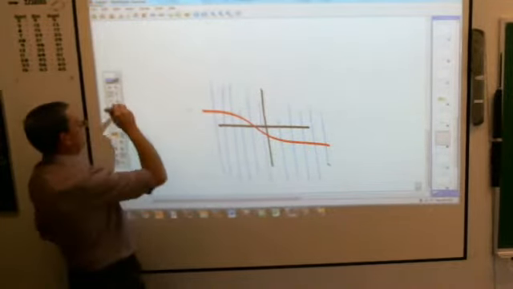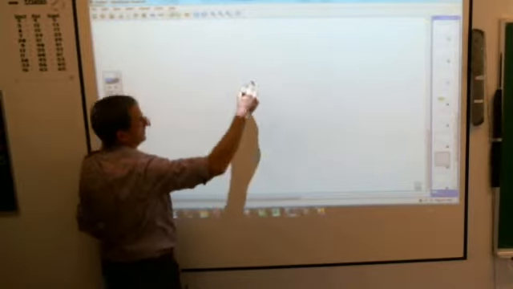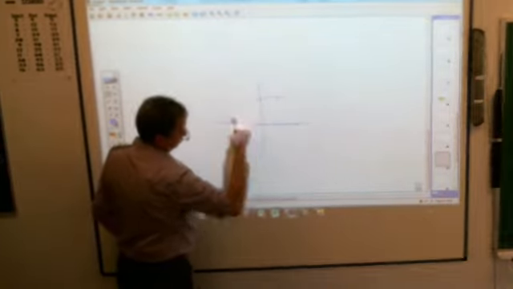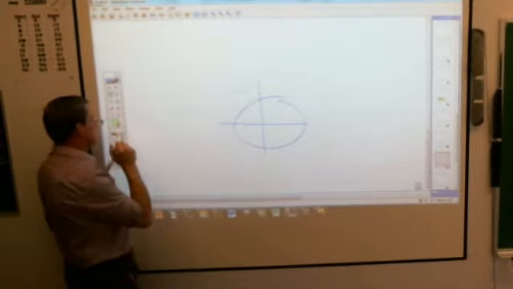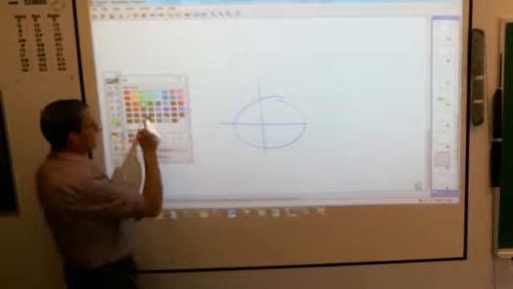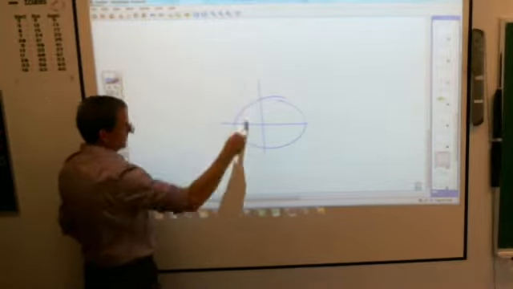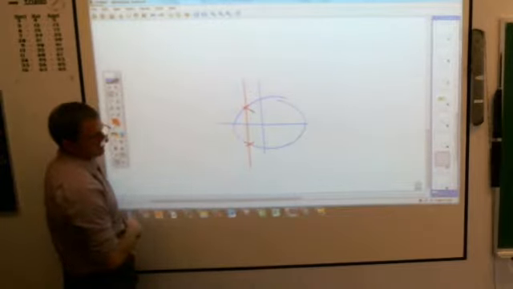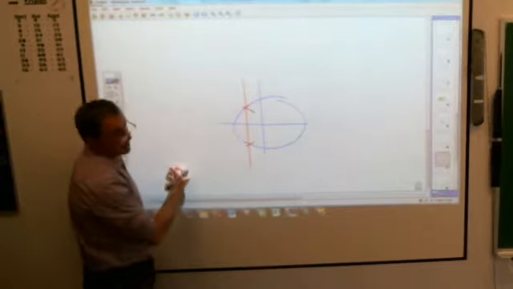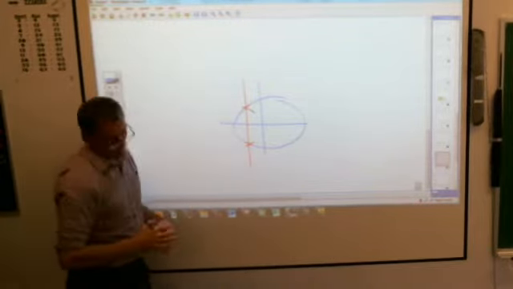So, if I had a circle, is a circle a function? No. Why? Vertical line. Thank you, whoever said vertical line test. It crosses a vertical line in 2 places there. Can't happen. Now, there is no such thing as a horizontal line test. It's always vertical.